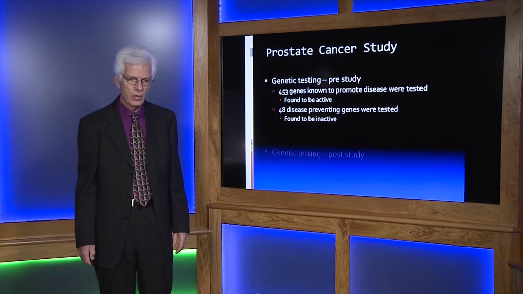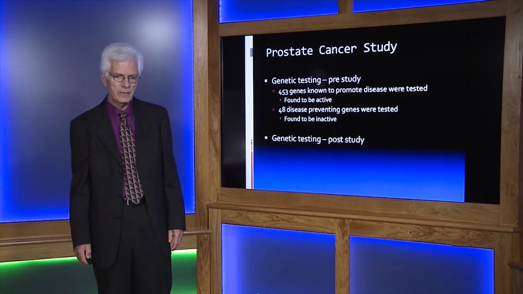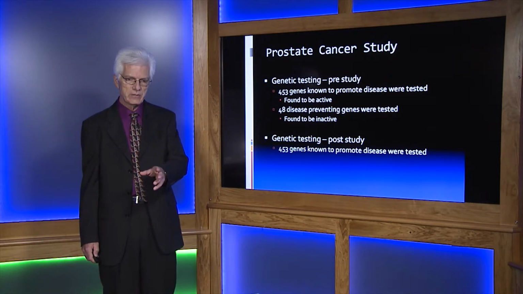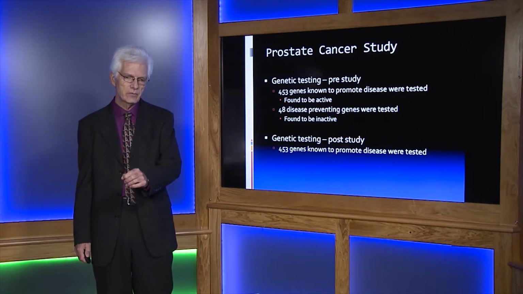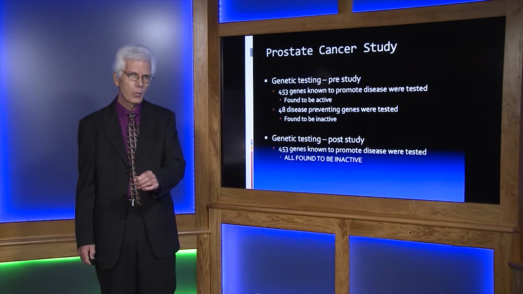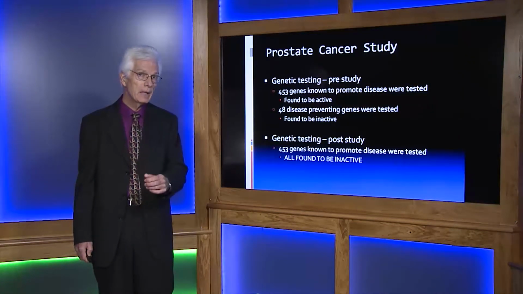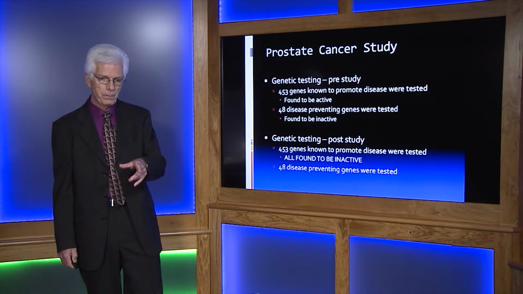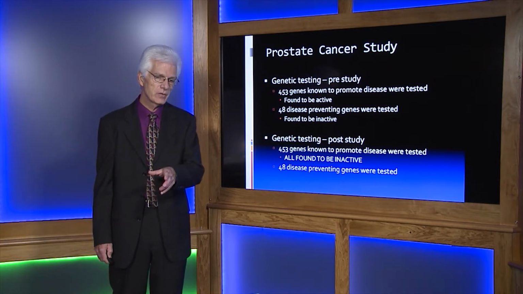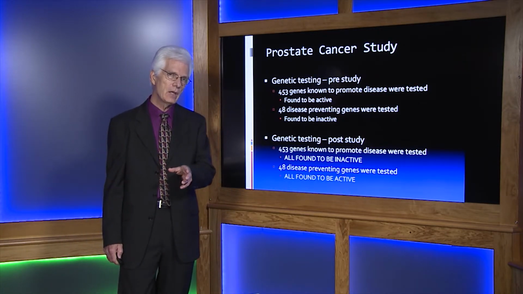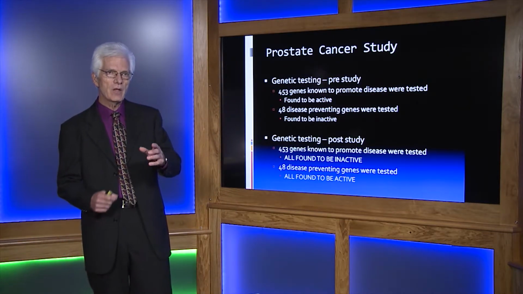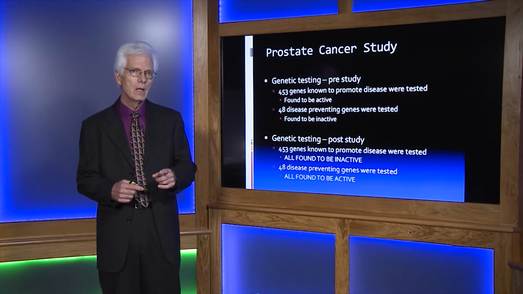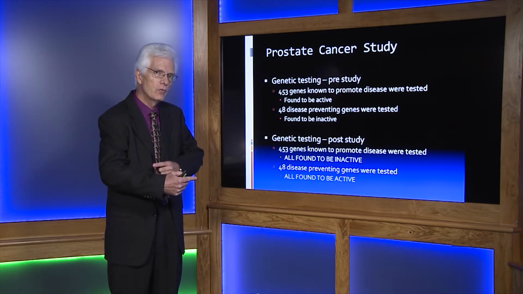After the 90 days on the program, they repeated their genetic testing. All 453 genes that were known to promote disease were tested, and all were found to have now become inactive. All 48 genes that were disease-preventing genes were tested, and every one of these was found to be active. Something happened in the genetic expression of all 30 of these men that caused them actually to do a flip-flop.